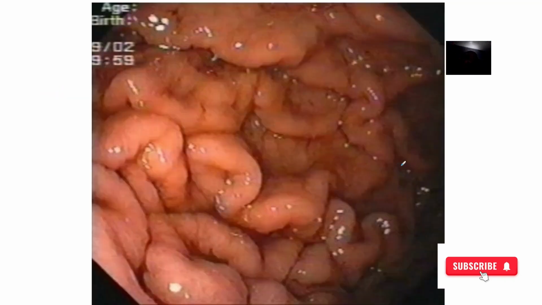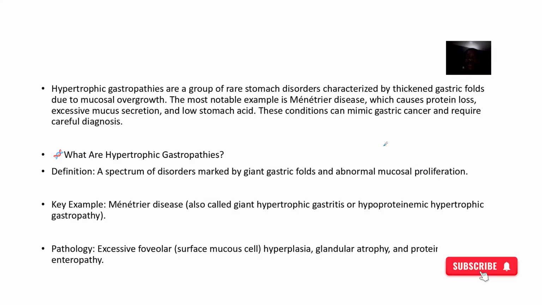Hypertrophic gastropathies are a group of rare stomach disorders characterized by thickened gastric folds due to mucosal overgrowth. The most notable example is Ménétrier disease. We'll talk about it especially. There is a spectrum of disorders, marked by giant gastric folds and abnormal mucosal proliferation. We have different types, but the most common example is Ménétrier disease, also called giant hypertrophic gastritis, or hypoproteinemic hypertrophic gastropathy.